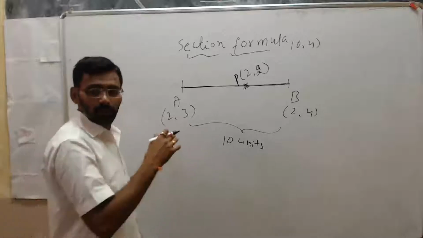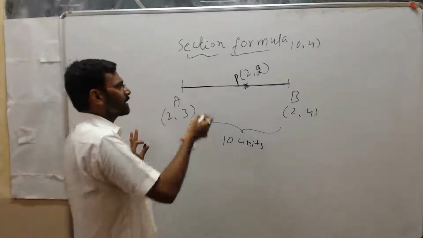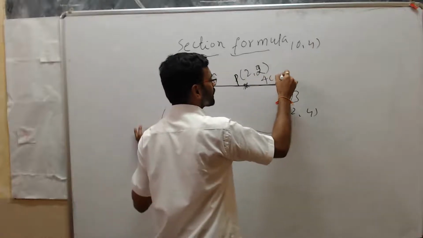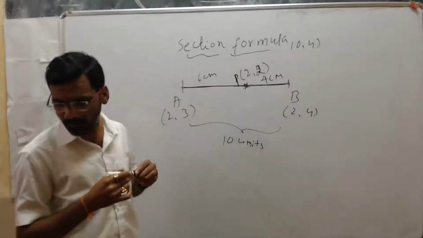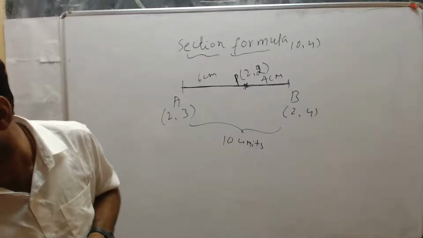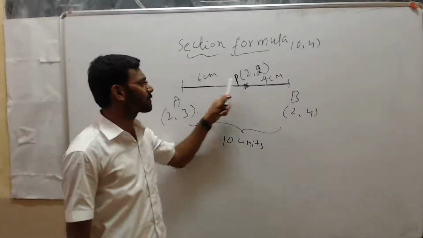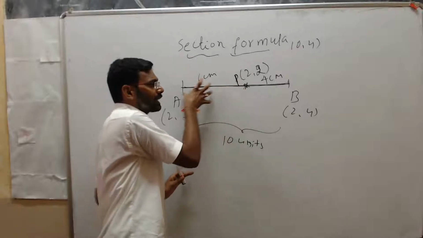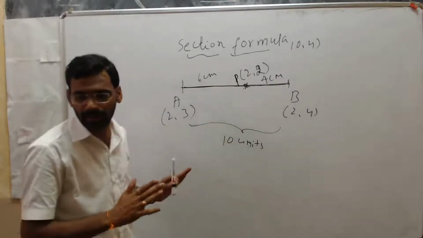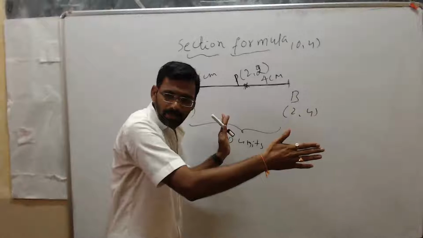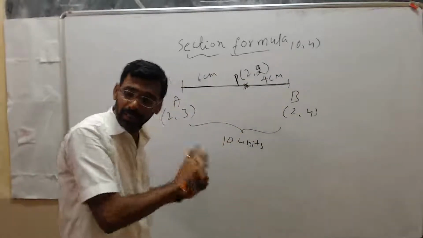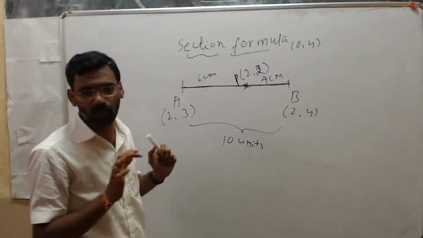If the total is 10 centimeter, just assume it is 6 centimeter and 4 centimeter. The sum of both, 6 plus 4, will be 10, because the total length of AB is 10 centimeter. However many parts you split or divide it into, the total sum of all the distances must be 10 only.